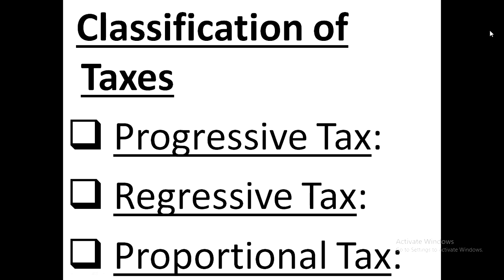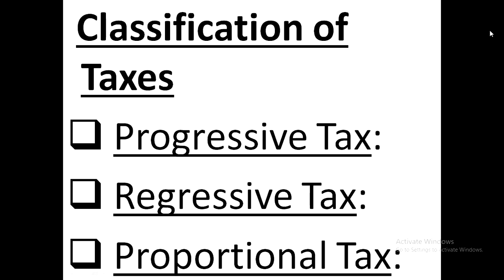If you compare 10 kwacha to a person who is earning 100 kwacha, that's about 10% of that person's income. But 10 kwacha compared to a person who is earning 1,000 kwacha, that's about 1% of their income. So you'll find that the higher the income, the lesser the percentage that is paid as tax. This is the reason why it's called regressive tax.